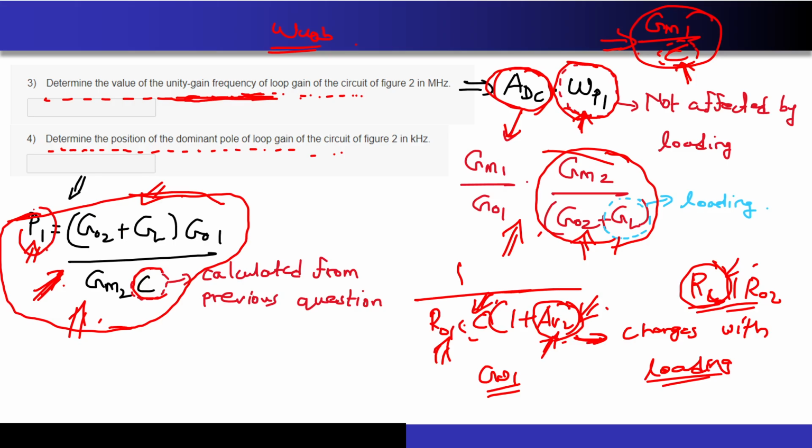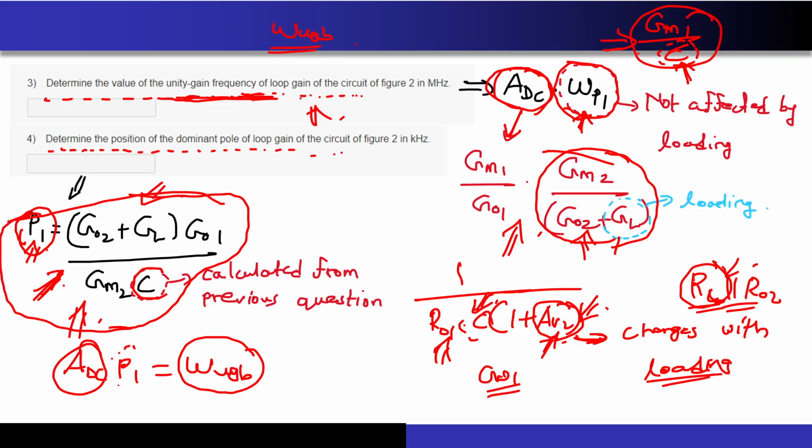One more thing, you can do one more shortcut. How can you do the shortcut? You know ADC times the value of P1 is nothing but omega UGB. If you know the omega UGB that you have calculated in this particular question, you also know the DC gain. So from here on, you can also find out the value of P1 without having to do all these calculations. This will give you the answer in one step only.